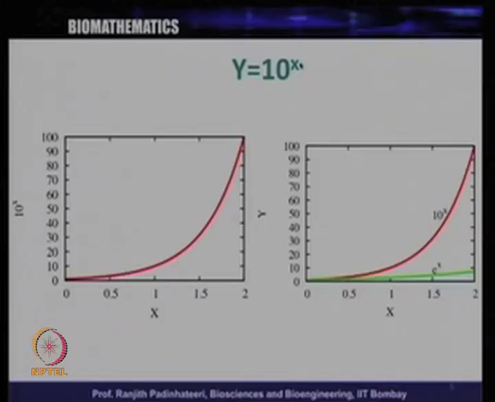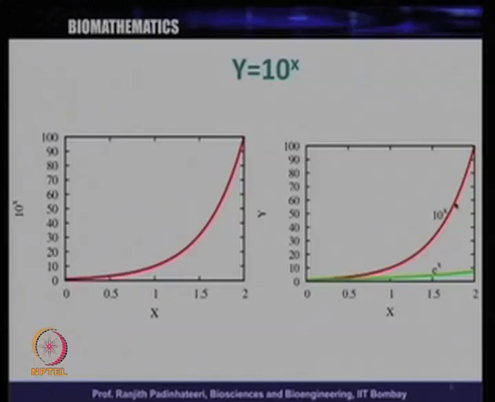x is in the exponent, so 10 power something. This increases very rapidly, as you can see here: when x went from 1 to 2, the y went from 10 to 100. So, this is increasing rapidly, and this is increasing much faster than e power x. What is plotted on the right hand side is a comparison of 10 power x and e power x.